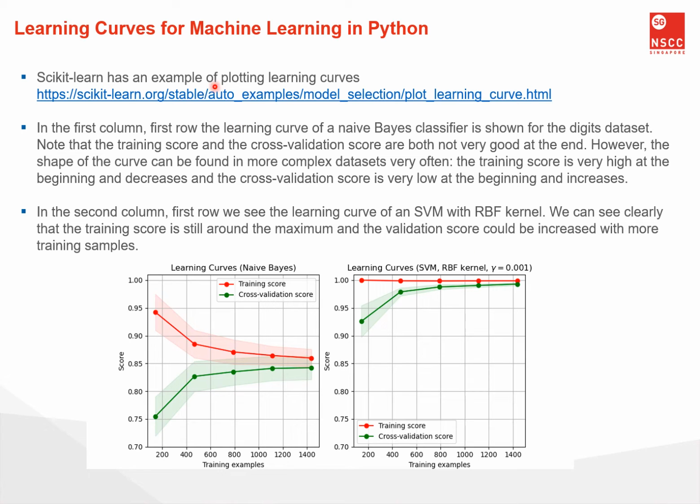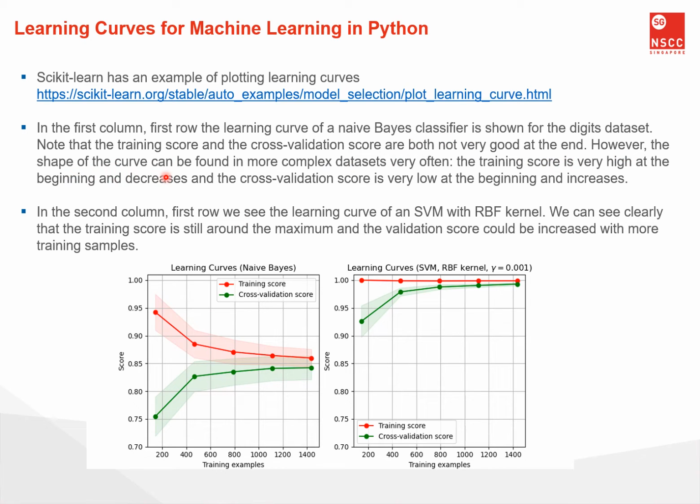So here's the example of a learning curve. You can see that in the first row, first column, which is this particular graph, we are plotting for a naive Bayes classifier using the MNIST digits dataset, and we notice that the training score and the cross-validation score are both not very good at the end, right? It's just like 85% at the end, and the training score is decreasing, but the cross-validation score is actually increasing.